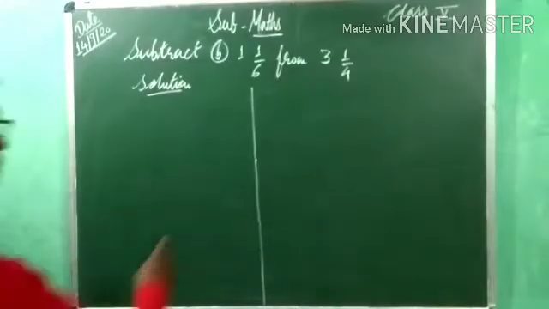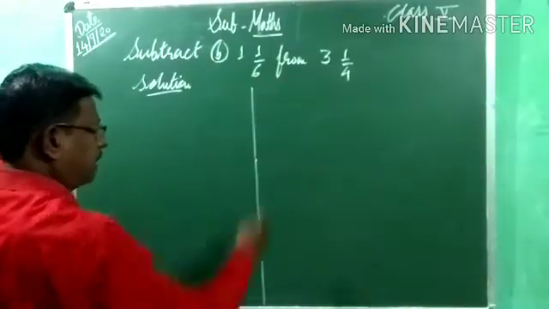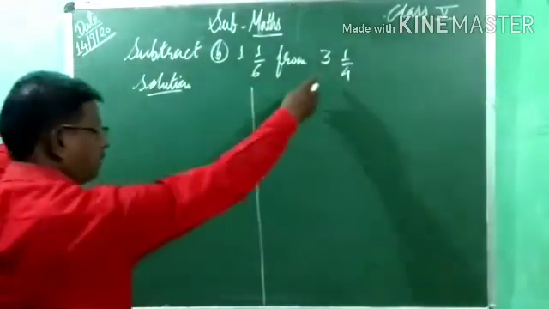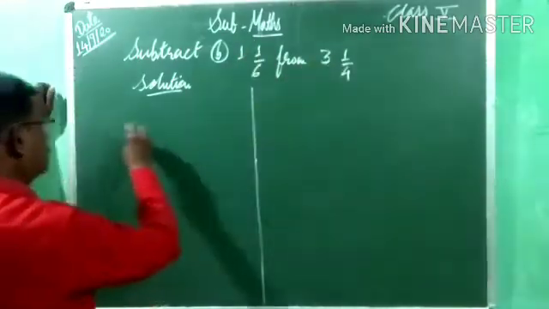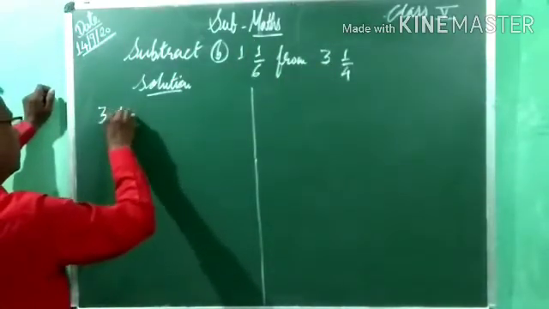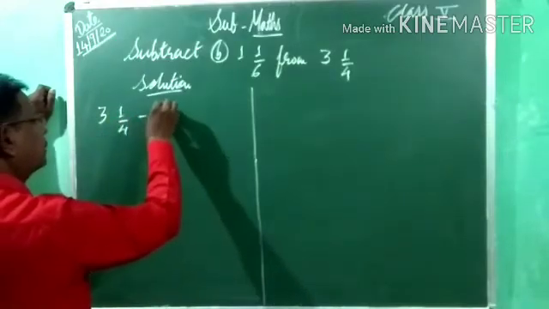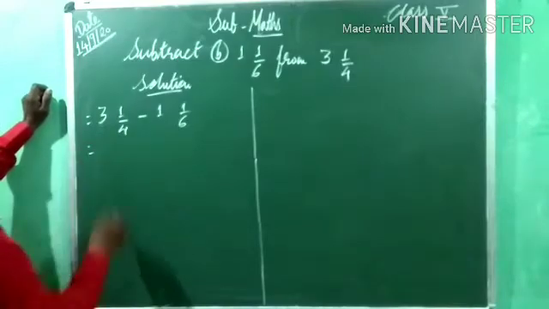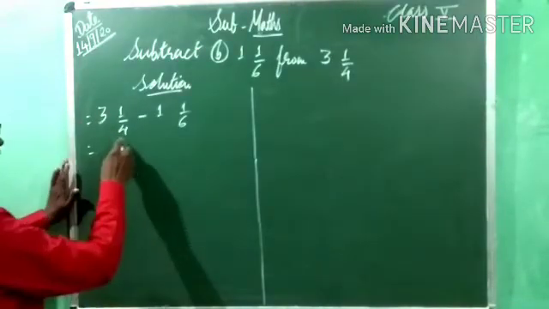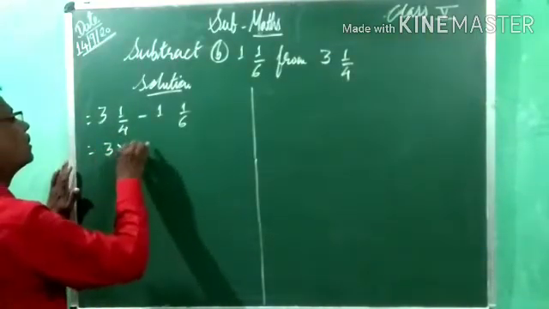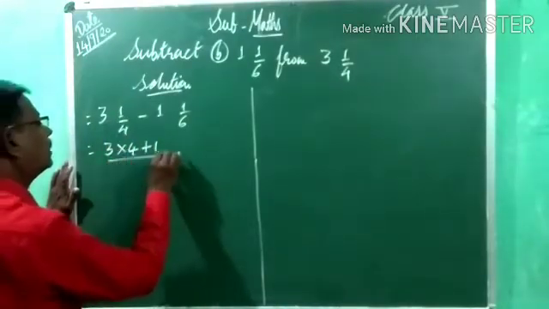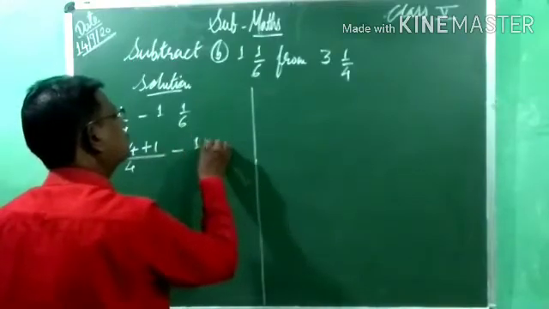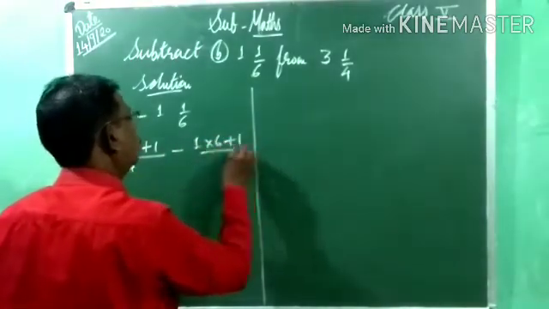Now look at example B. Subtract 1 by 6 from 3 1 by 4. Actually this is a mixed number. Now we have to subtract the second number from the first number. So 3 1 by 4 minus 1 by 6. This is a mixed fraction. First you convert into improper fractions. How to convert? 3 into 4 plus 1, whole divided by 4, minus 1 into 6 plus 1, whole divided by what?